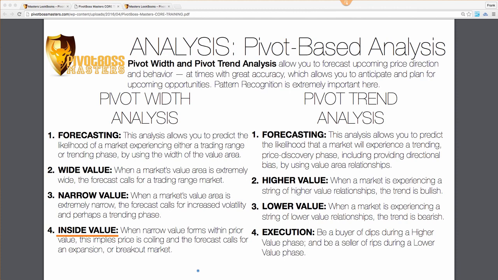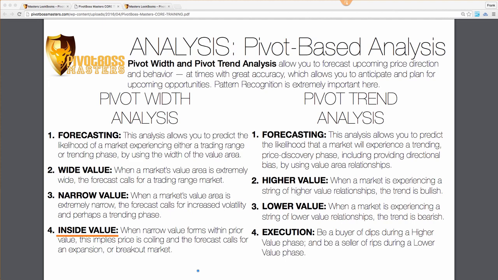Inside value, I made no bones about it in my book, Secrets of a Pivot Boss. In the book, I said that inside value was without a doubt my favorite, absolute favorite setup to trade. And I believe I even start the book with an example of it, because that was when I finally was able to forecast, plan, and execute the trades that I wanted to trade.